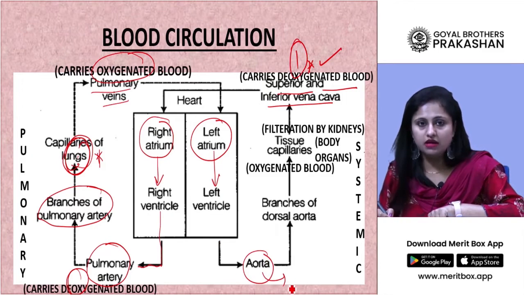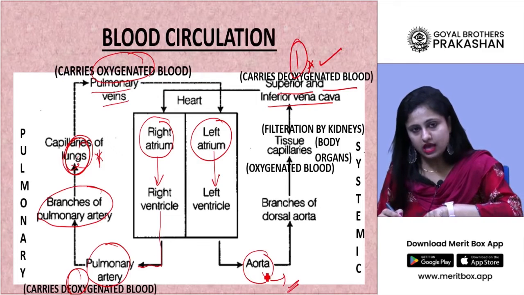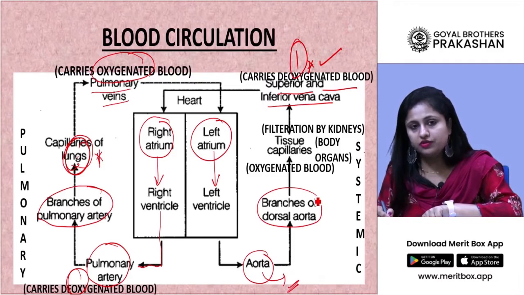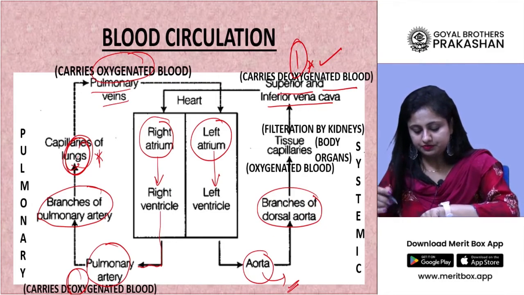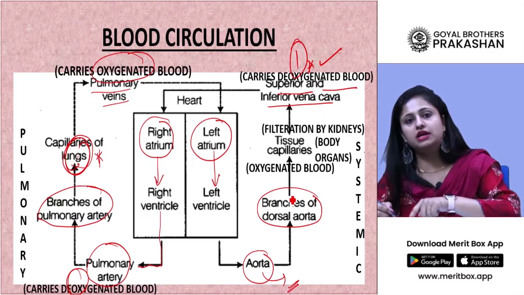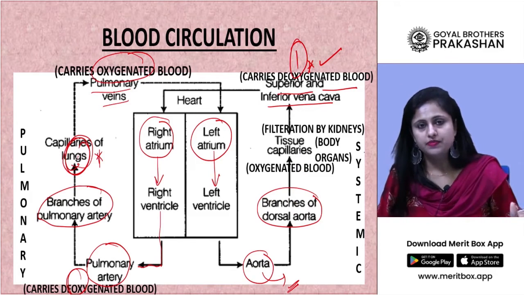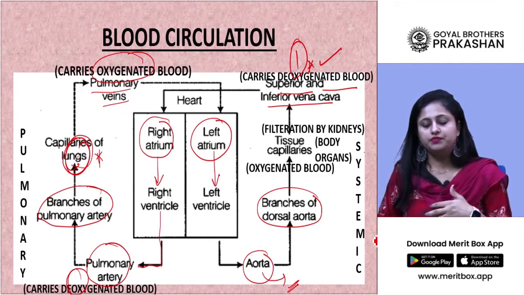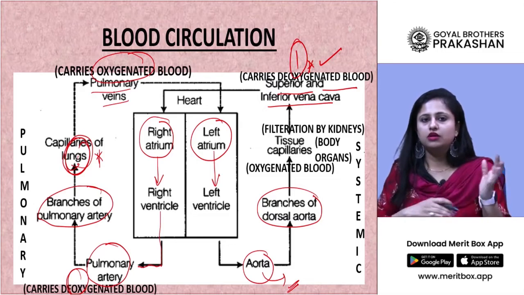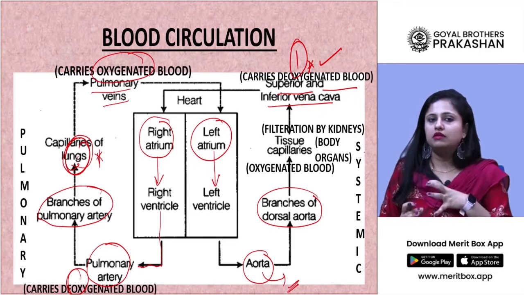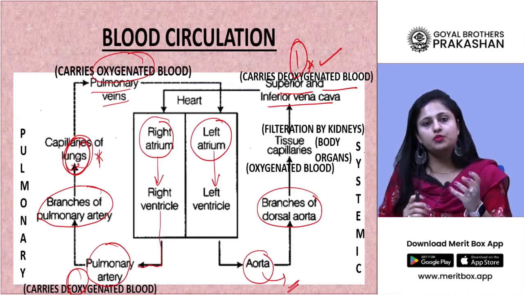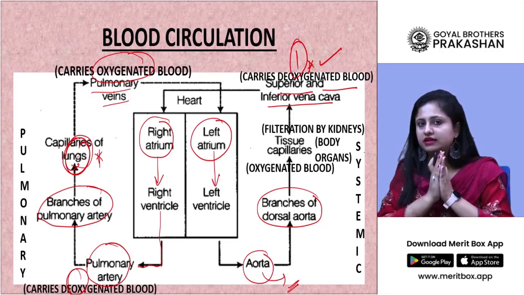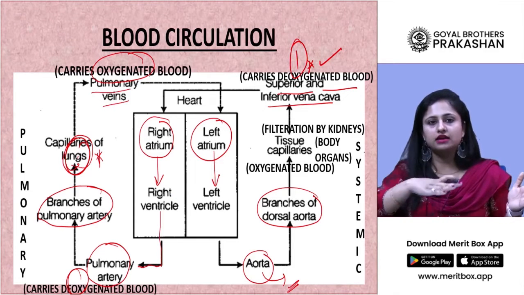this is the main artery present in our heart. With the help of the aorta, the blood goes to the branches of the dorsal aorta, and this oxygenated blood is supplied to all the body parts. And again, this blood gets purified, and again it goes to our kidney. From there, the oxygenated blood and the deoxygenated blood, these two types of blood get separated, right? And again this cycle goes on.